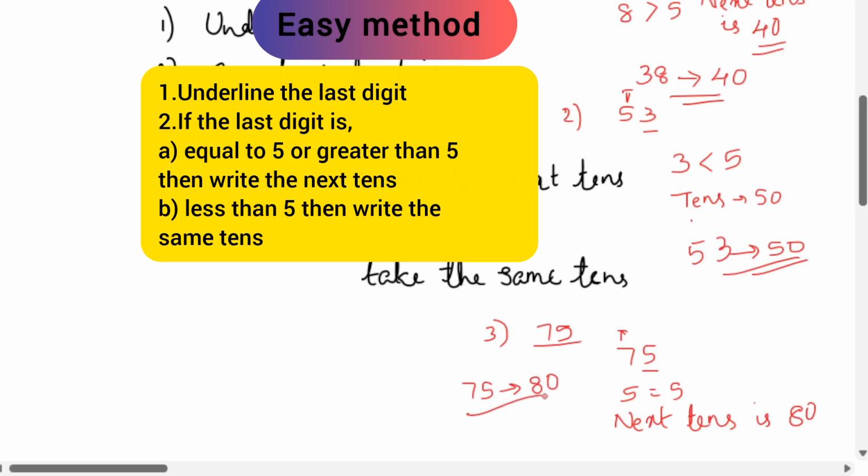So I think it is very clear now. Let's do one more example, 84. Do it fast. Here the last digit is 4, which is less than 5. So we can use the B part of the second step. Therefore, we can use the same tens, that is 8 tens. So we can round 84 to 80. Next, round 71 to the nearest tens quickly. Yes, the last digit is 1, which is less than 5. So we can take the same tens, which is 70.